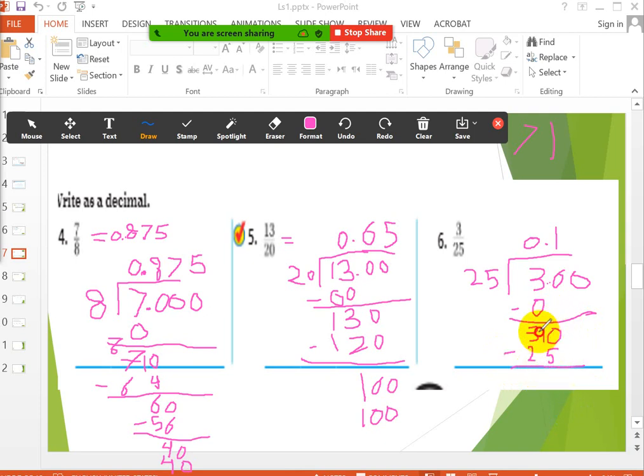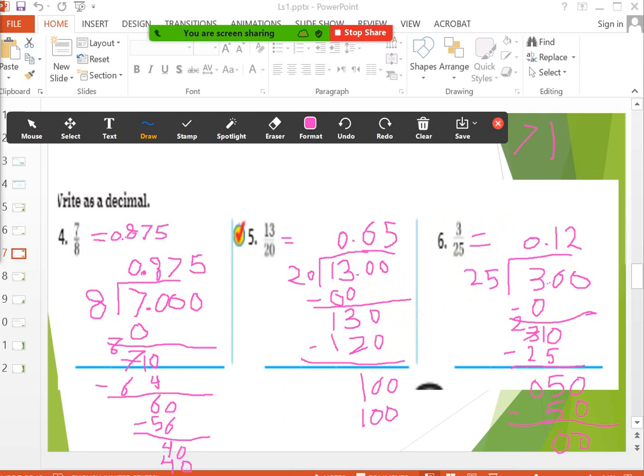0 minus 5. This one will be 10, and this one will be 2 if you borrow. 10 minus 5 equals 5, and this one will be 0. Then I will take the next one, the next 0. It will be 50. 50 divided 25, I think very easy. It will be 2, because 2 multiplied 25 equals 50, right? So the answer is what? The answer is 0.12 hundredths. So if you want to write this number as a decimal number, you have to write 0.12.